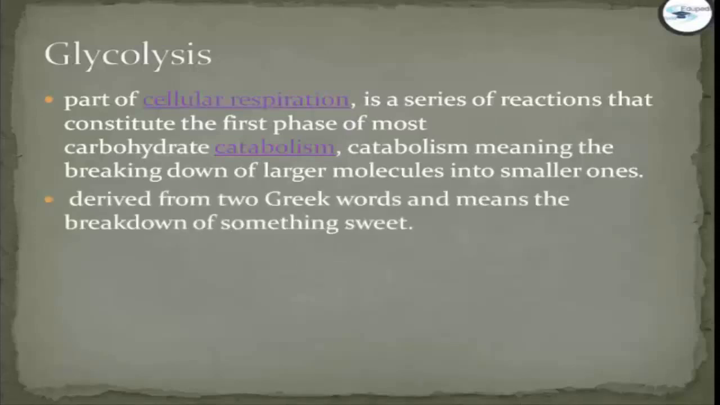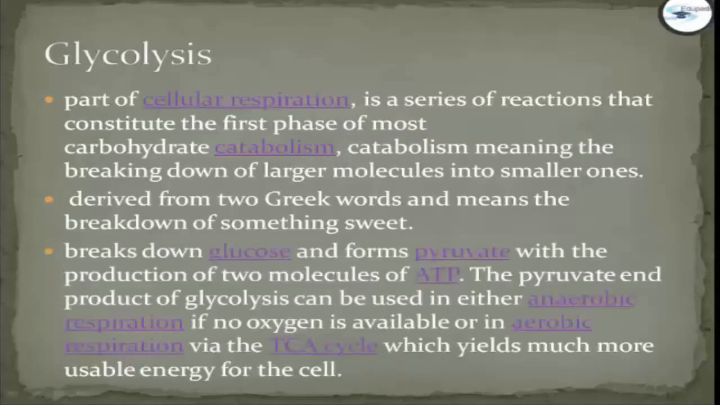When you say glycolysis, it's from two Greek words, meaning breakdown of something sweet. It breaks down glucose and forms pyruvate with the production of two molecules of ATP. The pyruvate end product of glycolysis can be used in either anaerobic respiration if no oxygen is available, or in aerobic respiration via the TCA cycle, which yields much more usable energy for the cell.